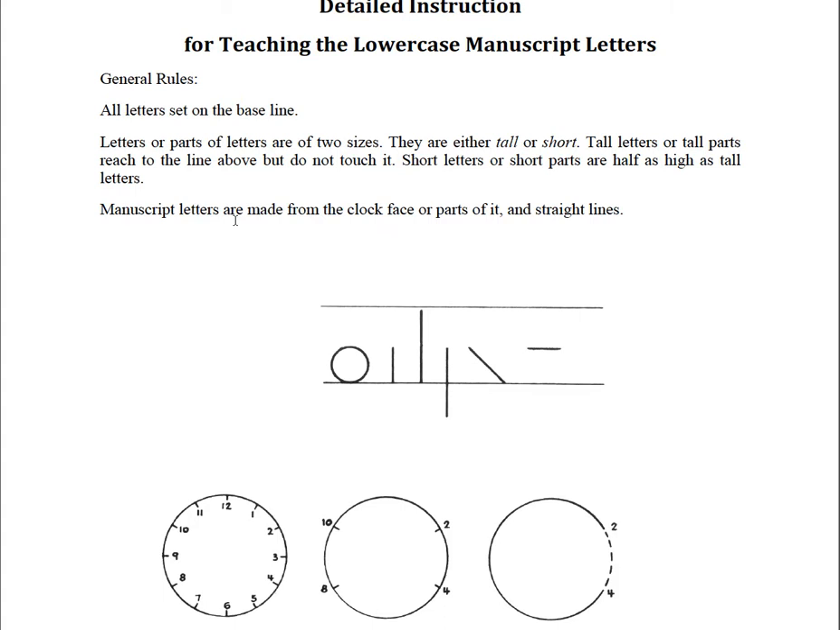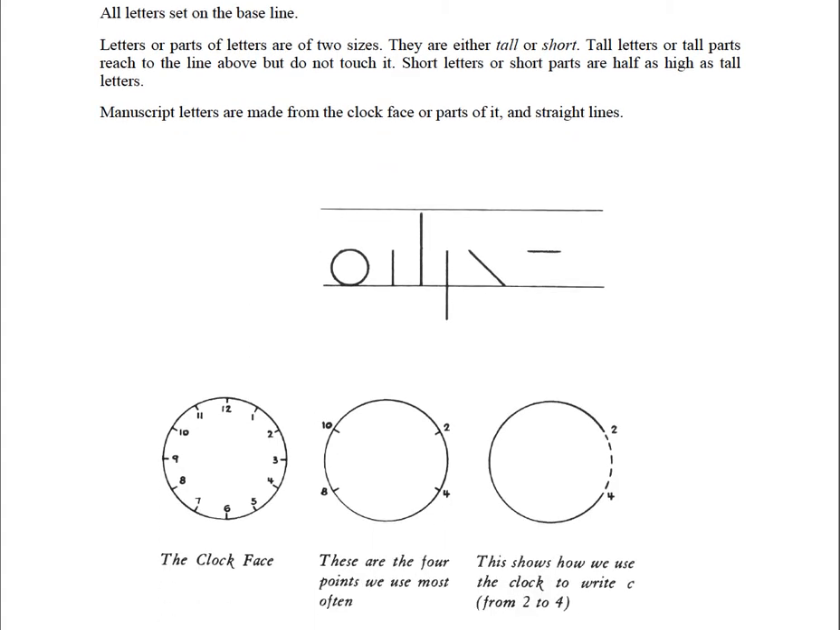Manuscript letters are made from the clock face or parts of it and straight lines. Marilyn Adams in her program uses the clock face. There are quite a few programs, even some cursive programs, I've noticed. Miss Adams and Miss Spalding teach this in the order of strokes, so they may start with all the letters that start at 2 o'clock or whatever. I go right straight through the alphabet, and I have a really good reason for doing this. I want the kids, as soon as possible, to be able to write all the letters of the alphabet from A to Z, and I want them to know those letters in that order.